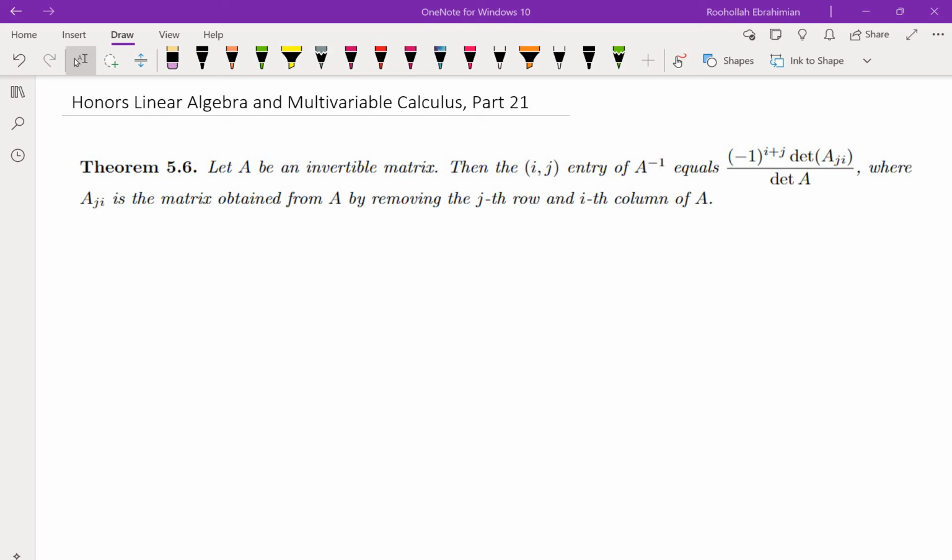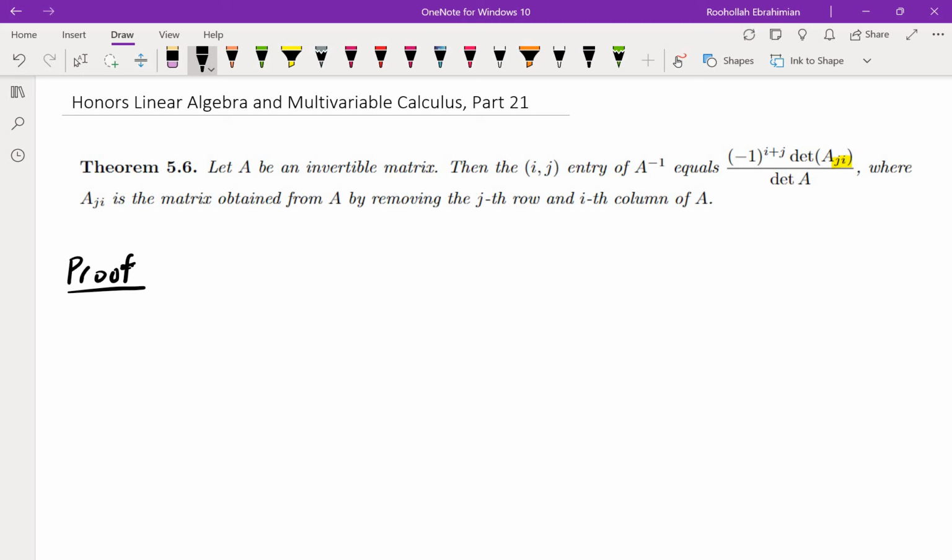Let A be an invertible matrix, then the ij entry of A inverse equals -1 to the power of i plus j, determinant of A_ji. Notice that i and j are swapped, so you remove the jth row and ith column of A, you get A_ji, divided by the determinant of A. Okay, so we are going to prove this theorem.